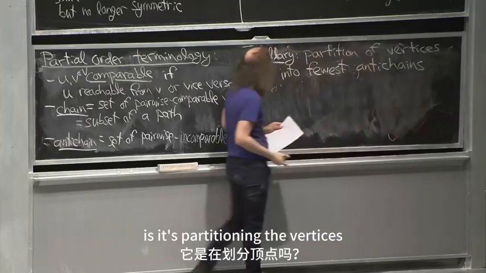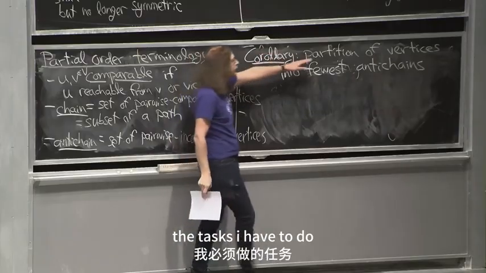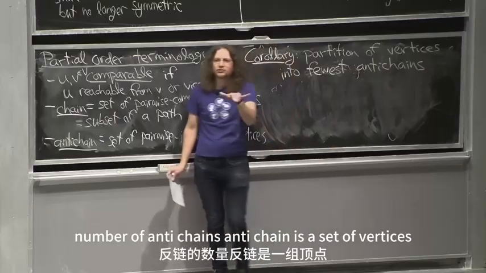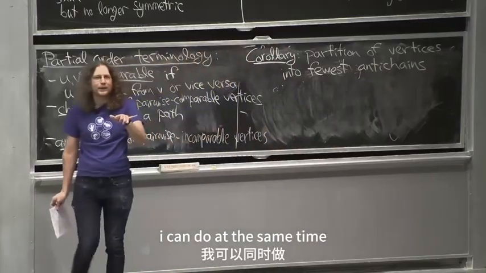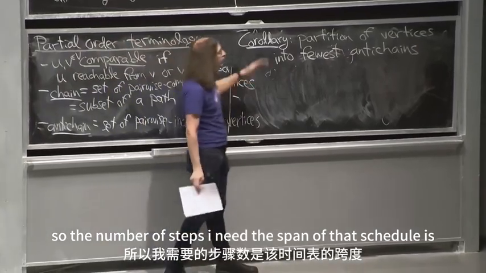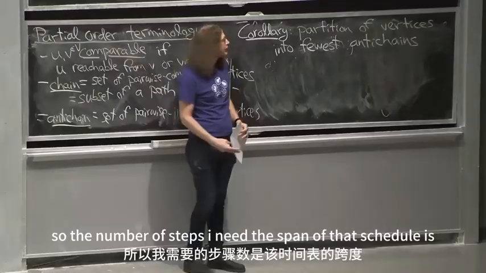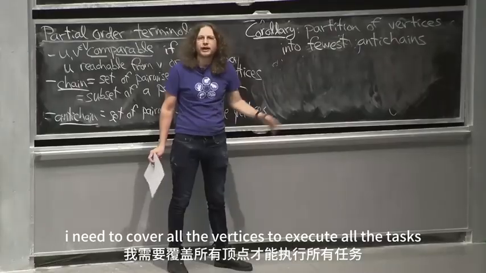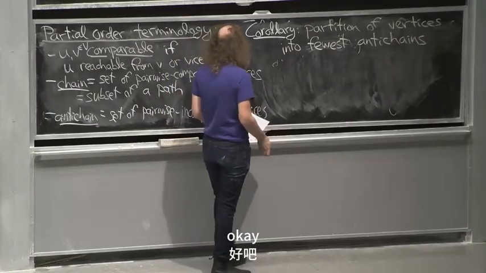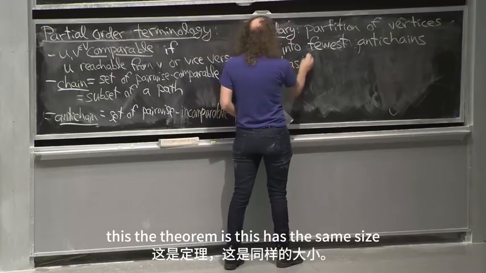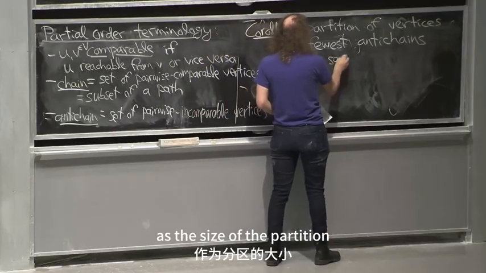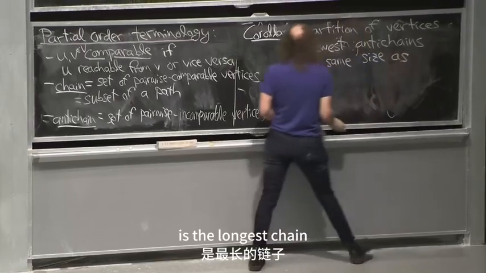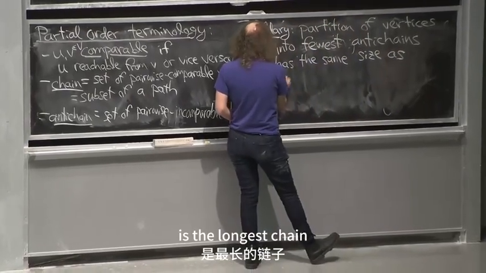Another way to look at a schedule is it's partitioning the vertices. The vertices are all the tasks I have to do, into the fewest number of antichains. An antichain is a set of vertices I can do at the same time. So the number of steps I need, the span of that schedule, is exactly the number of antichains I need to cover all the vertices, to execute all the tasks. Okay? The theorem is this: the size of the partition, the number of antichains you need, is the longest chain.